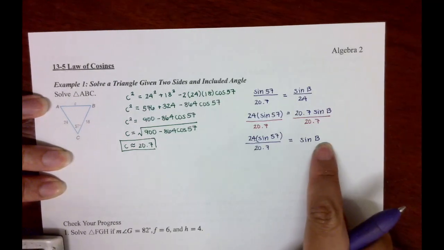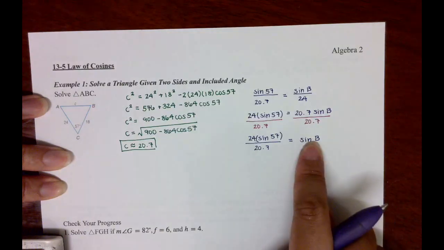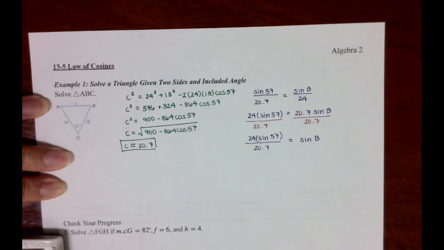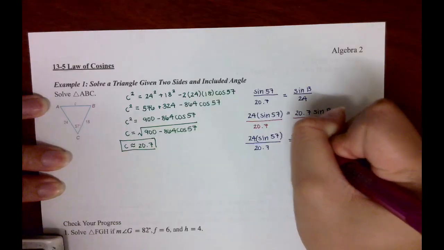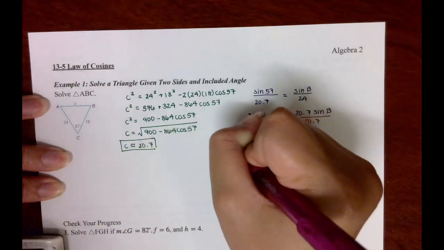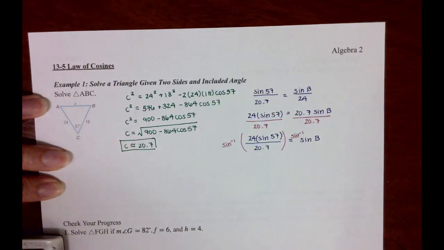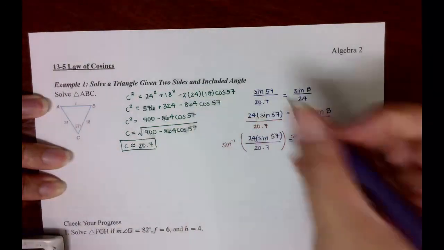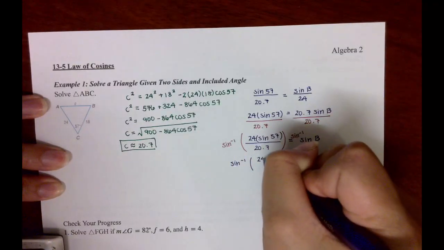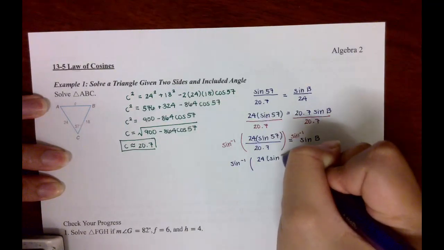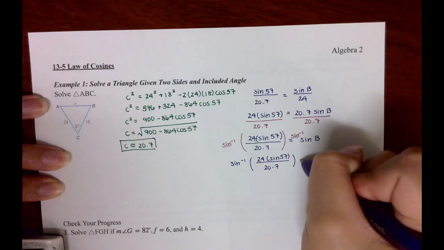Now, to get B by itself, I have to get rid of sine. Again, this is not multiplication. Sine is its own operation, so you need to do the inverse of that operation. The inverse of sine is sine inverse. What you do to one side, you have to do to the other. Okay? And so then, sine inverse of 24 times sine of 57 over 20.7 will give me B.